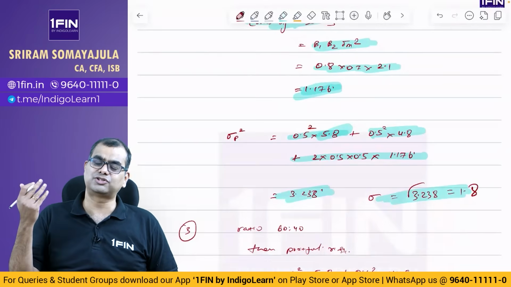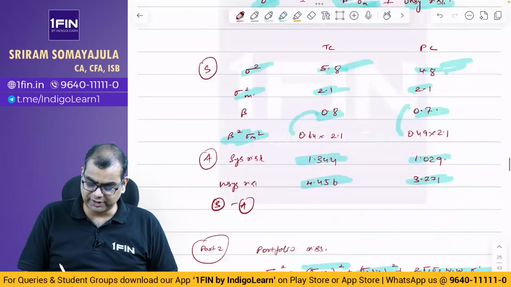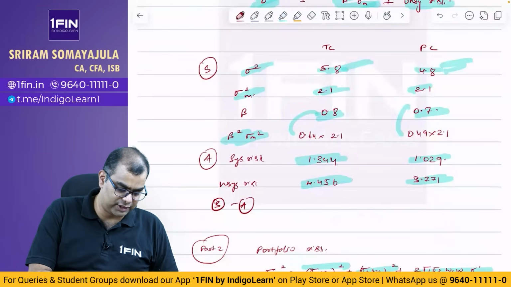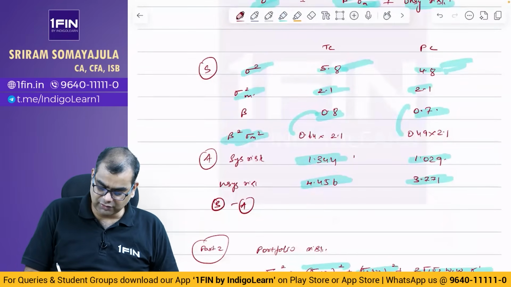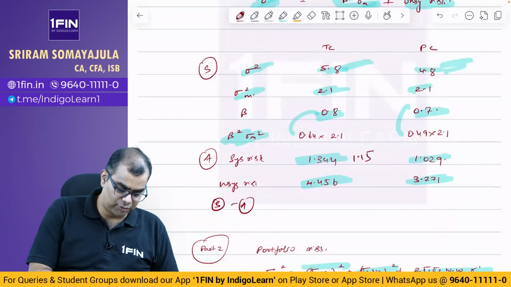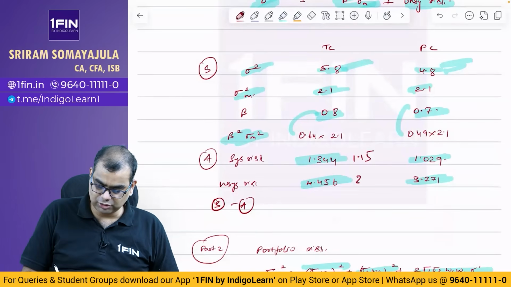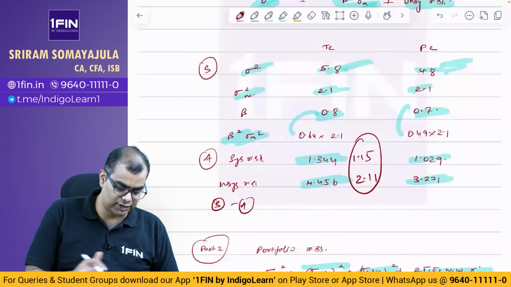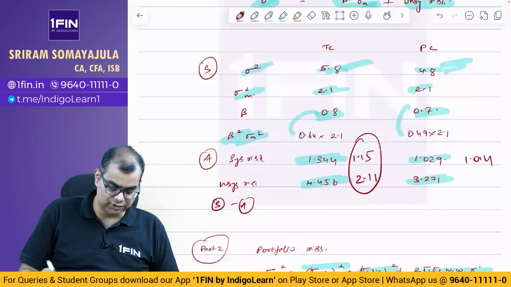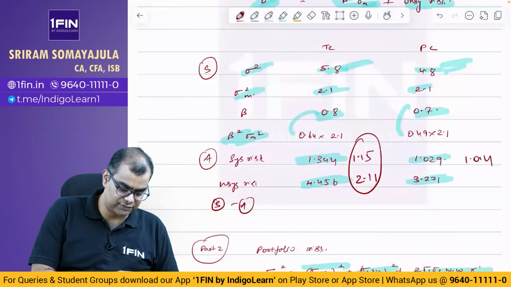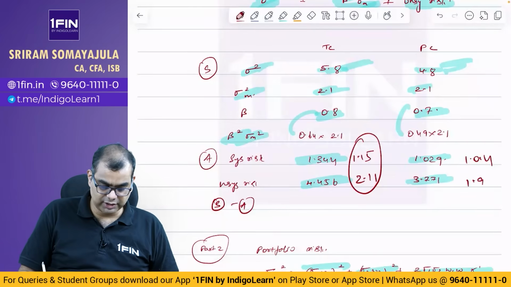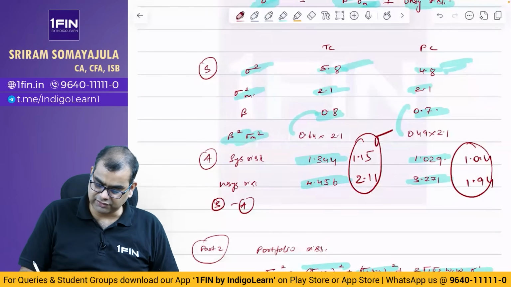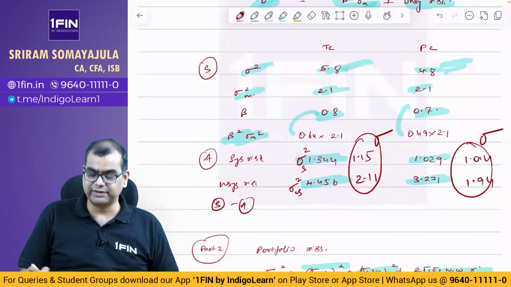Now, do you want to give a square root for your other things also? You may want to, you can give. Okay, so 1.344 square root is 1.15, 4.456 square root, 2.11, okay. Then 1.029 square root, 1.014, then 3.771 square root, 1.94. So you can give this in standard deviation form also, or this is variance form, variance systematic, variance unsystematic. Okay, you can give it in that form also.